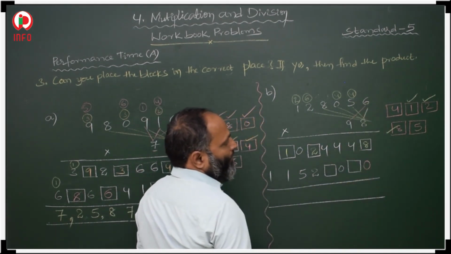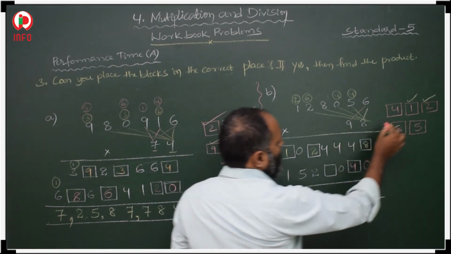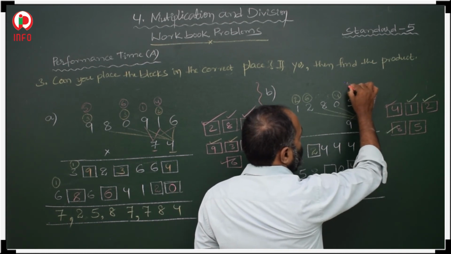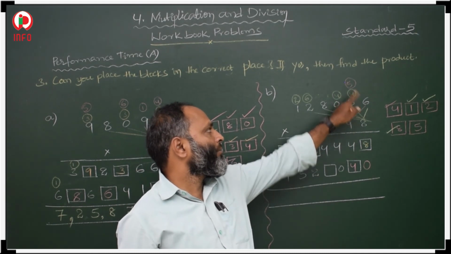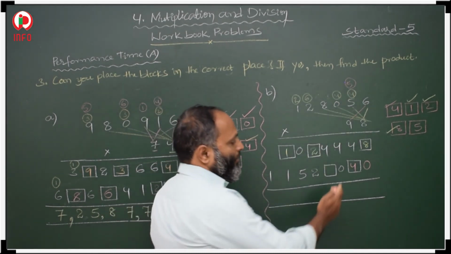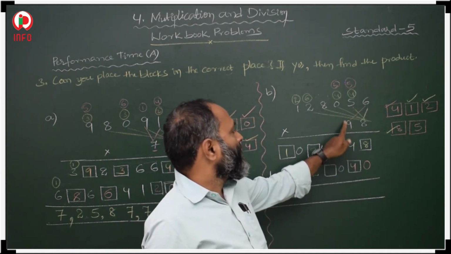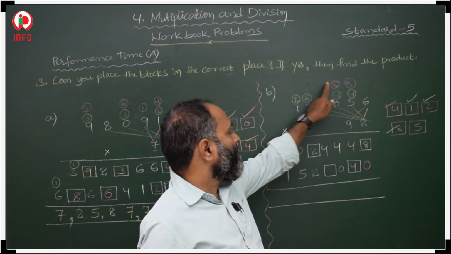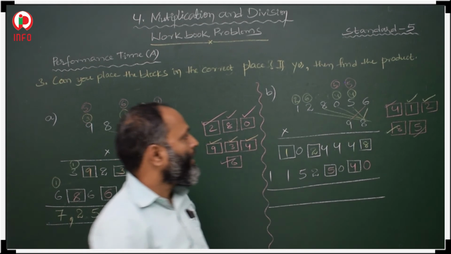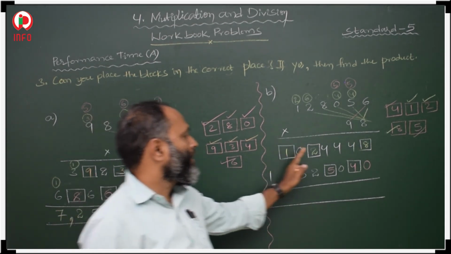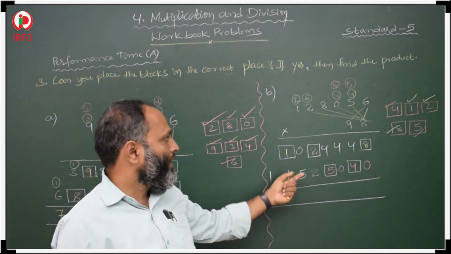9 6s are 54. 54 means here 4 will come. This 4 is over. Here 5 will come. 9 5s are 45 plus 5, 50. 50 means this 0 and here 5. 9 zeros are 0. 0 plus 5, 5. This 5 will come here. Now it is filled. 1, 2, 3, 4, 5. Everything is okay. If you want to check, then you check.